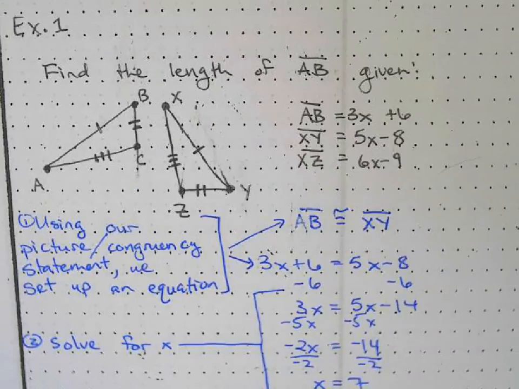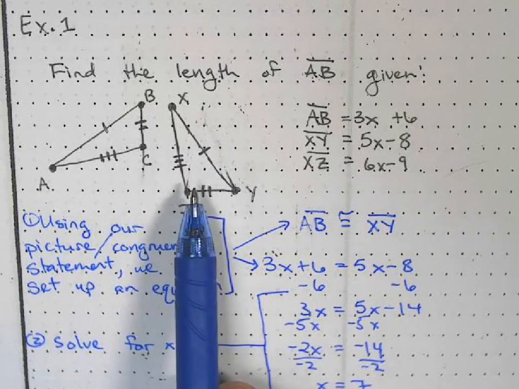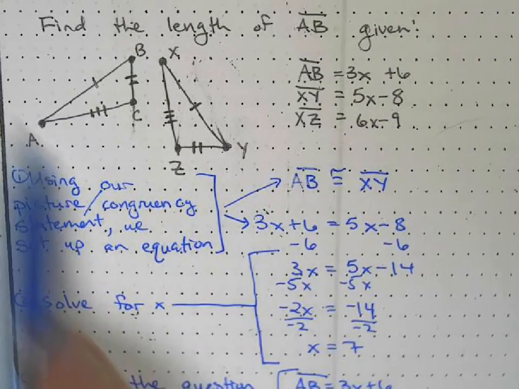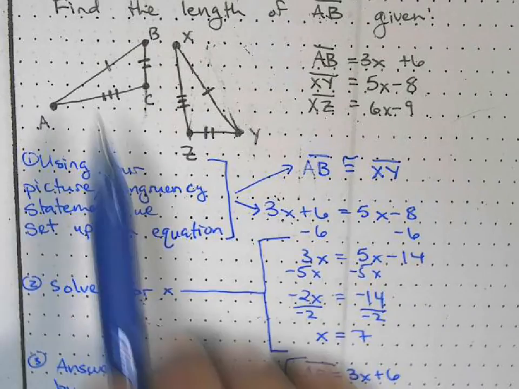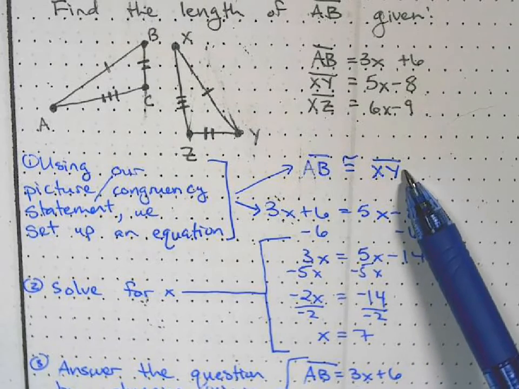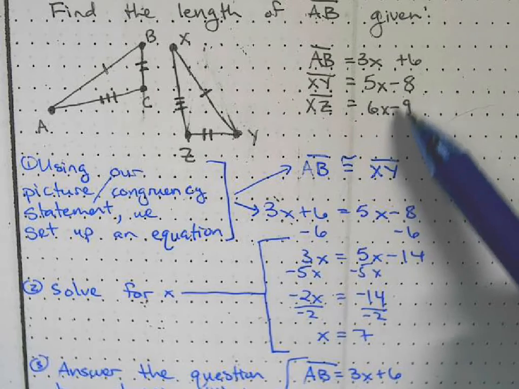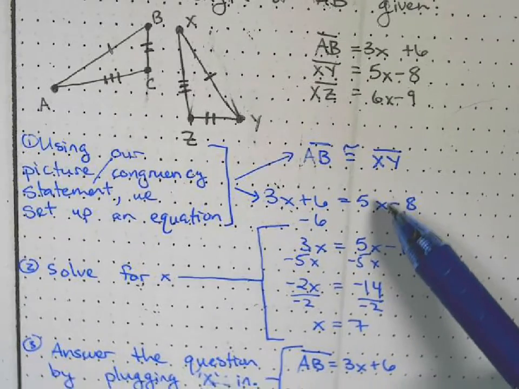So we are given some information. We're given a picture that shows congruent triangles, and we're also given this. All of this in black was given for our problem. Here are our steps to solve in blue. We use our picture to set up our congruency statement. Then we plug in our ideas that are given to us. AB is 3x plus 6. XY is 5x minus 8. So we can say those are equal. And now we just start solving.